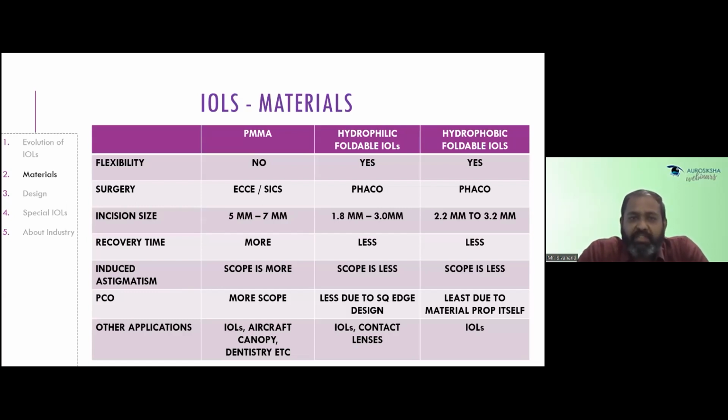These are the various factors in terms of flexibility, the differentiations, in what type of surgeries it is used, incision size. If you notice, for PMMA, 5 to 7 mm. In hydrophilic lenses, it comes to 1.8 to 3 mm, and hydrophobic from 2.2 to 3.2 mm. So the PCOs are the least with the hydrophobic lenses.